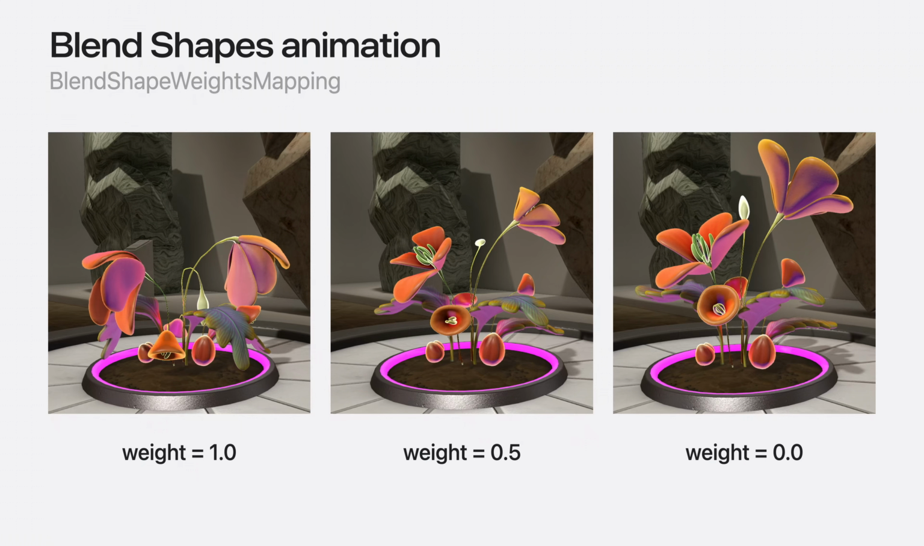You can set a weight from 0 to 1. In our case, the weight of 1 is a wilted plant, the weight of 0.5 is an in-between state, and the weight of 0 is a healthy plant. To animate the plant from wilted to healthy, I'll update the weight value over time.